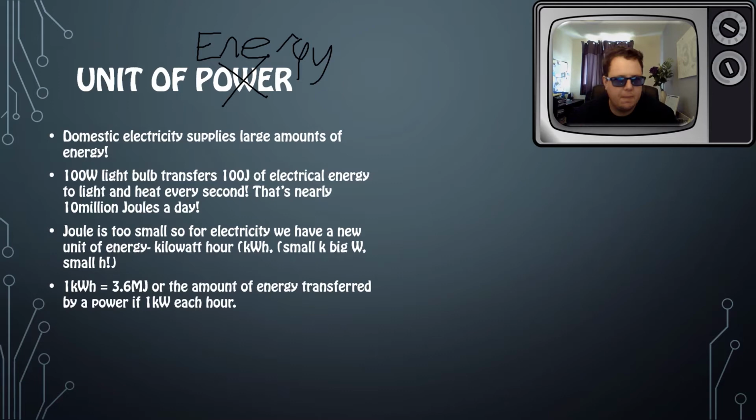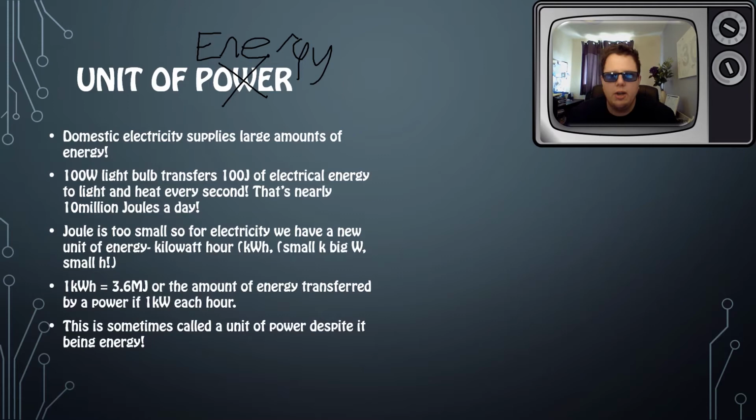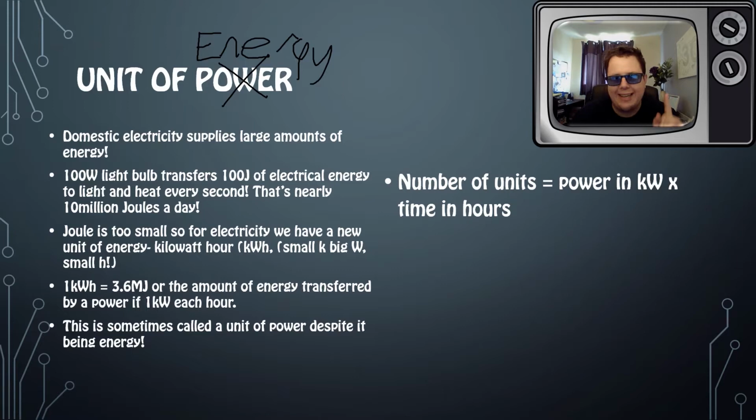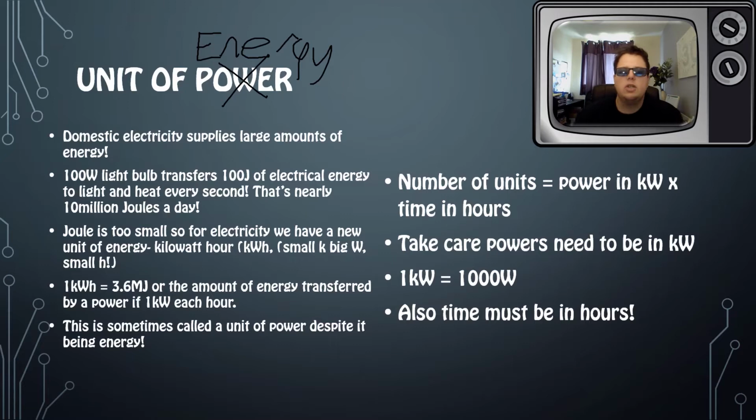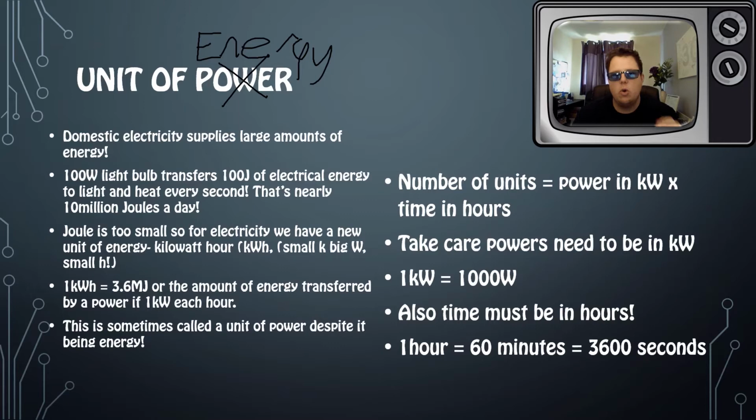Like we said, we call it unit power despite it being an energy. Now the number of units used is the power in kilowatts times the time in hours. The exam board like to be tricky here because they like to give you the power in watts, not the power in kilowatts. Remember, 1 kilowatt is 1,000 watts. So if you have the power in watts, you've got to divide by 1,000. The other thing they like to do is give you time maybe in minutes or seconds. The time has got to be in hours. So 1 hour is 60 minutes, and that's 3,600 seconds. If you're given a time that's not in hours, you need to be able to convert it and put it back into hours.